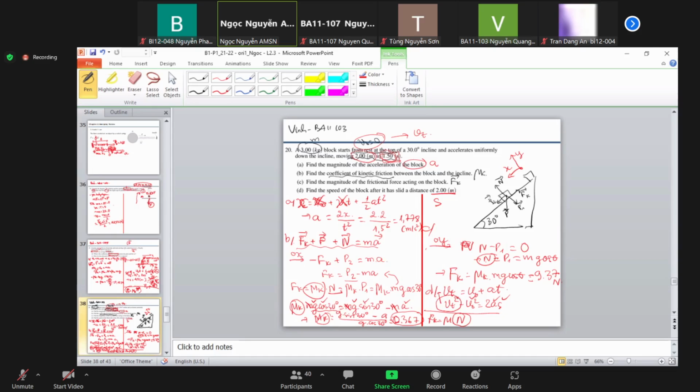Okay, whatever. And the result is 2.667 meters per second. Never forget the unit.